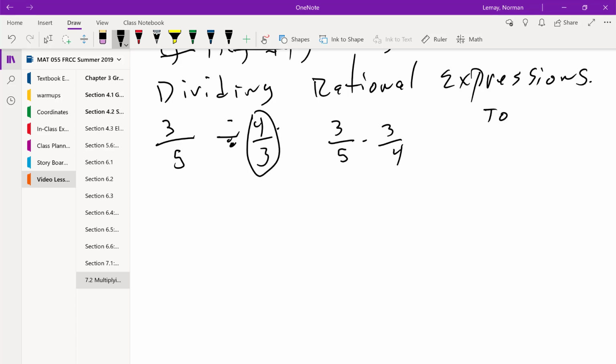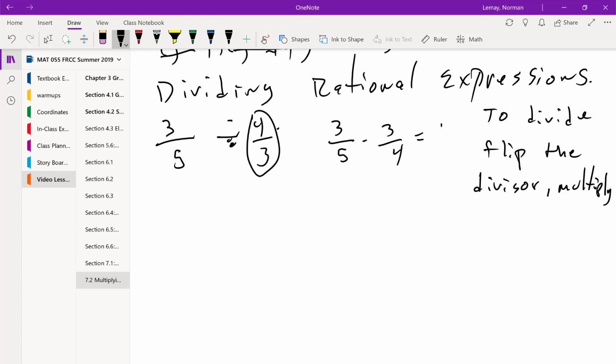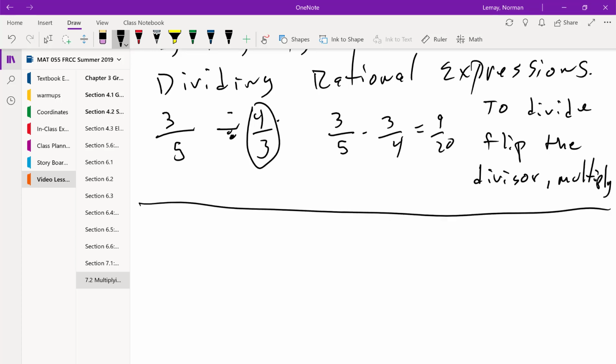So to divide, flip the divisor, and then multiply. Okay, so that's the bottom line there. Notice that nothing cancels out. I'm not seeing any cancelization, so I'm ending up here with 9/20. So we'll just keep that little doodad in mind.